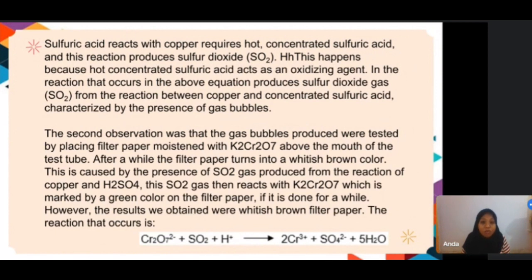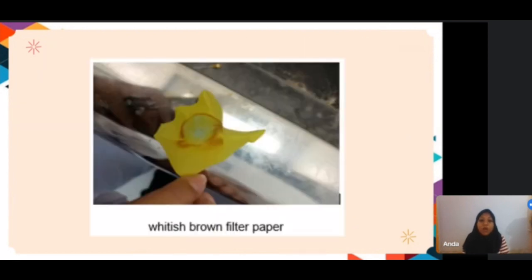This SO2 gas reacts with K2Cr2O7, which is marked by green color, and the filter paper turns white. However, the result will occur with the brown filter paper. The reaction occurs. This is the picture. With the brown filter paper, this is the picture.